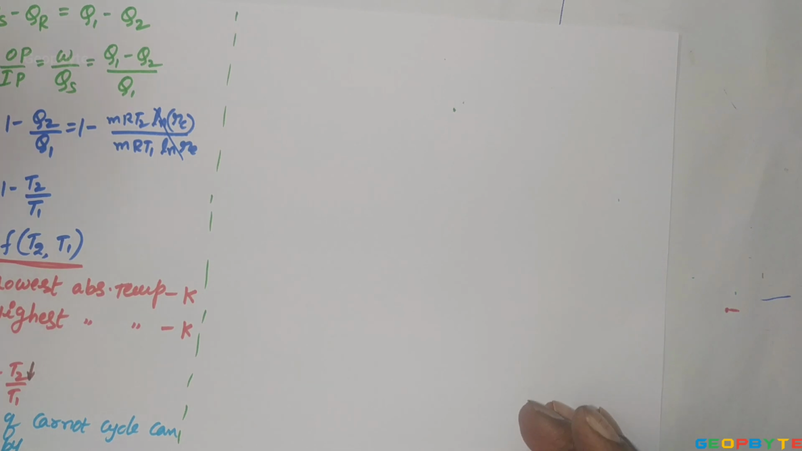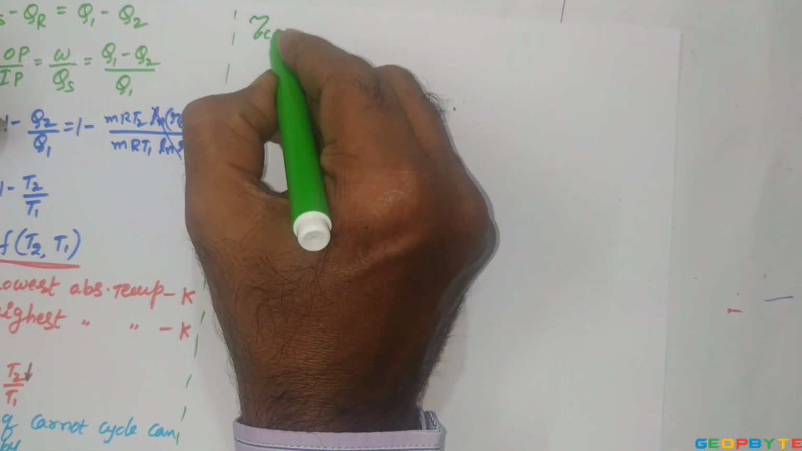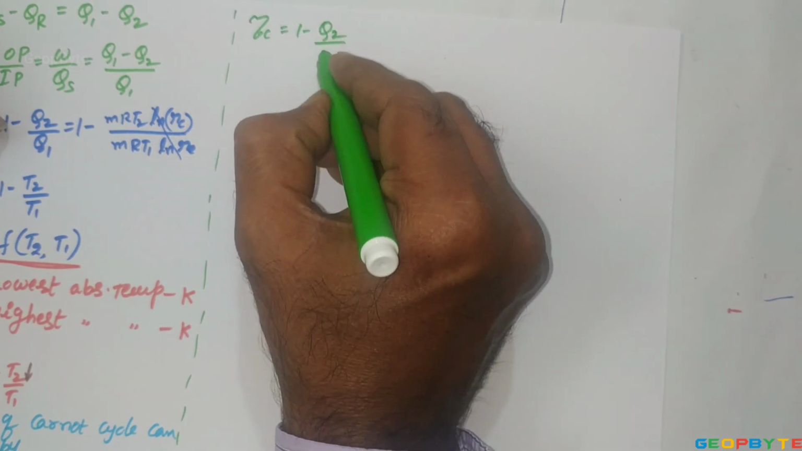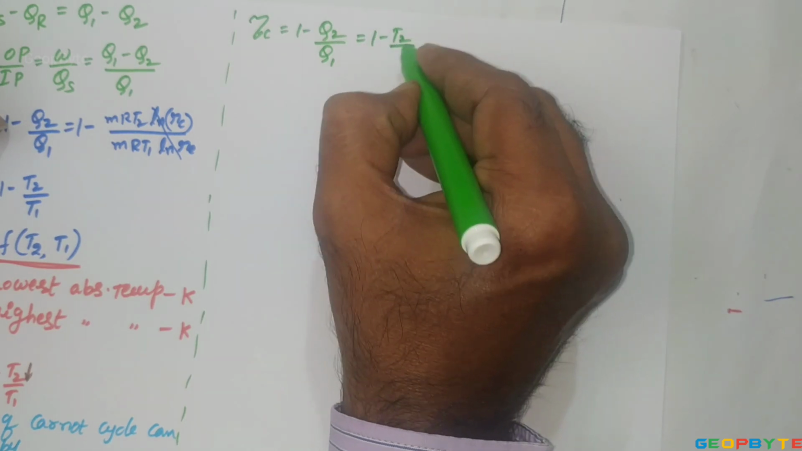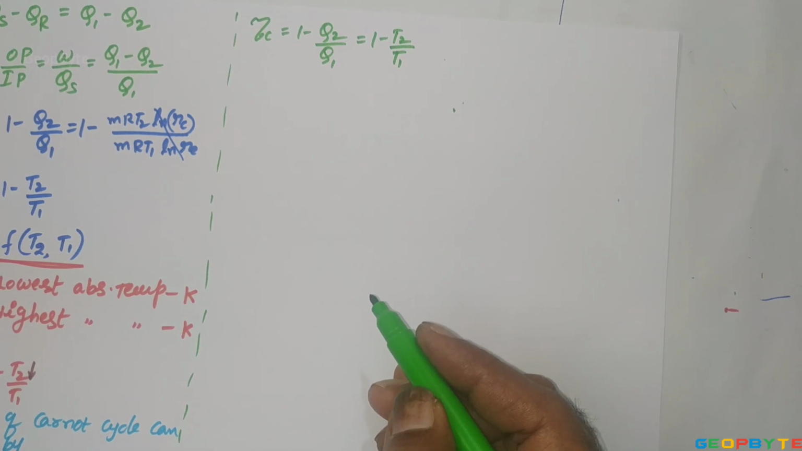In the last video, we discussed the efficiency formula for the Carnot cycle. Efficiency of the Carnot cycle is equal to 1 minus Q2 by Q1, that is equal to 1 minus T2 by T1. This is the efficiency of the Carnot cycle.